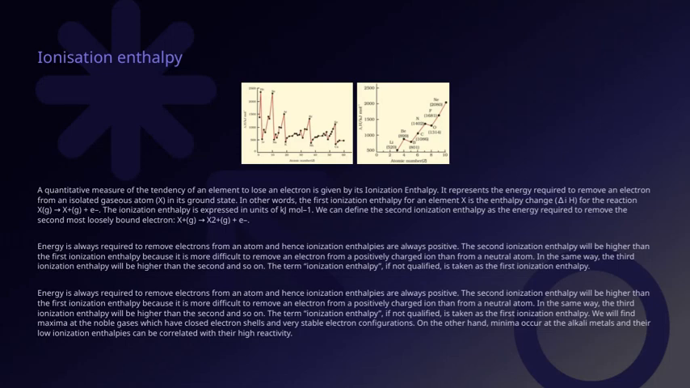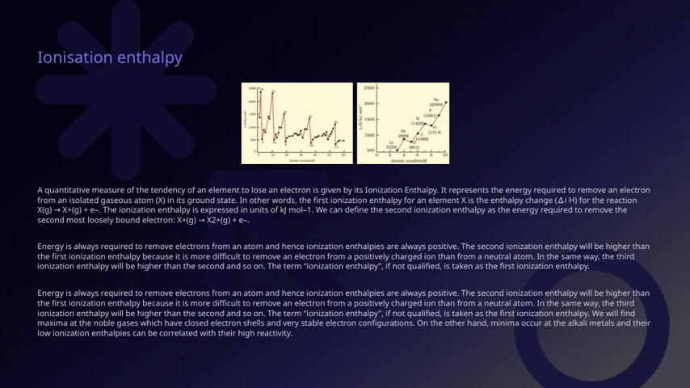Energy is always required to remove electrons from an atom, so ionization enthalpies are always positive. The second ionization enthalpy will be higher than the first because it becomes more difficult to remove an electron from a positively charged ion compared to a neutral atom. Similarly, the third ionization enthalpy will be higher than the second, and this trend continues.